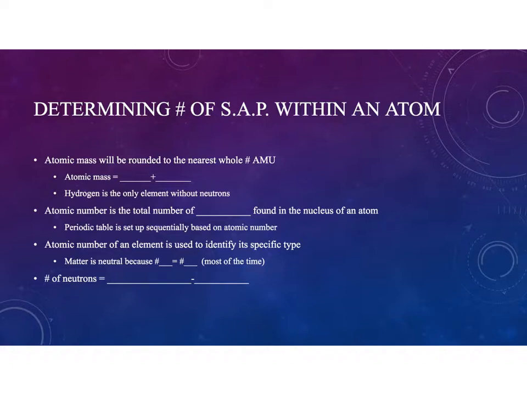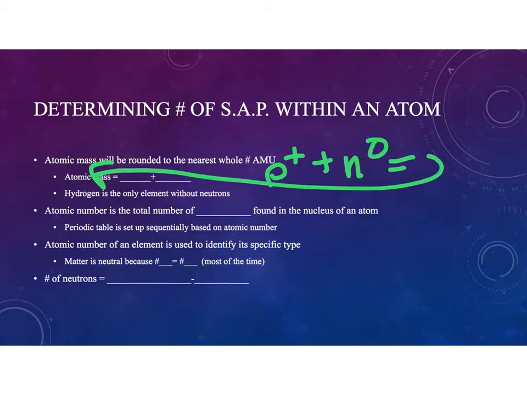So, determining the number of subatomic particles within an atom, atomic mass will be rounded to the nearest whole number AMU, adding protons and neutrons to get the atomic mass. So the number of protons plus the number of neutrons equals atomic mass.